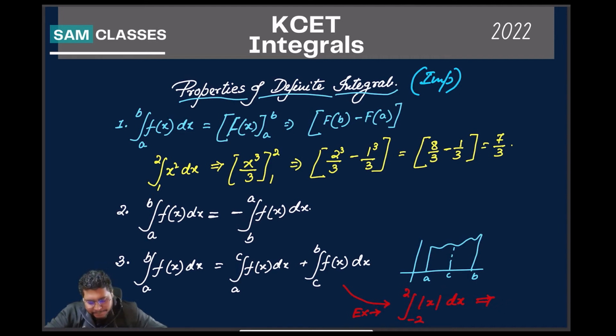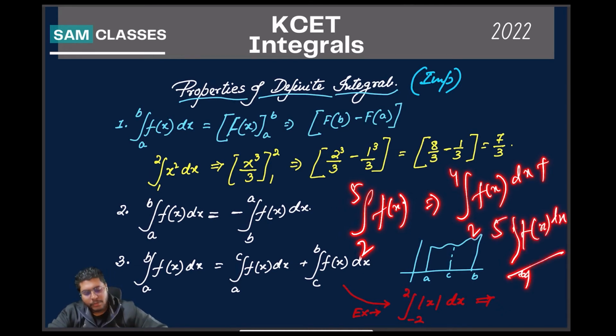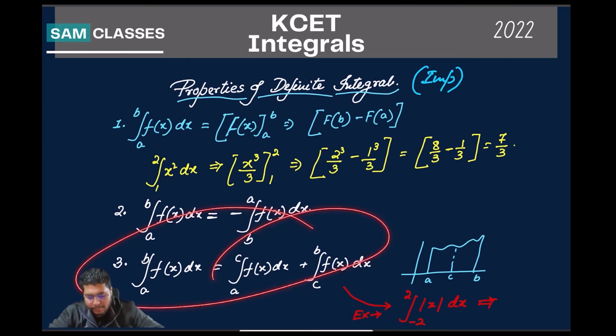Now, what is the practical application of this? We use it in modulus functions, where basically we use this property where the function is changing. Let's say I have to integrate from 2 to 5 and my function is changing at 4. So what I'm going to do is break it. From 2 to 4 it is behaving similarly, and from 4 to 5 it has a different behavior. So done. Clear. In such cases, we use this formula. Okay.